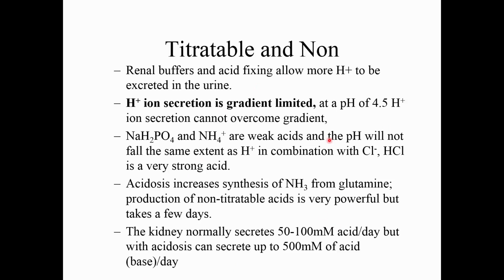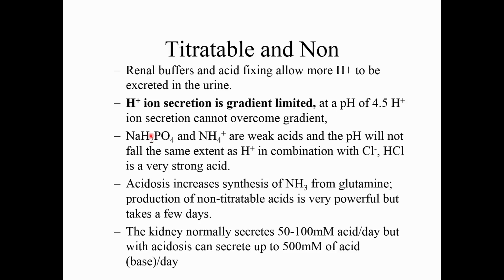Now, I alluded to this before, but here's a slide that will address this issue. We use titratable buffers and non-titratable buffers to help us excrete hydrogen ion. Now, why do we need this help? Because hydrogen ion secretion is gradient limited. And when the pH gets to be as acidic as 4.5, you just can't sneak any more hydrogen ion into the urine. And you don't want to burn yourself when you go to the bathroom, right? So we use buffers to sneak in extra hydrogen ion.